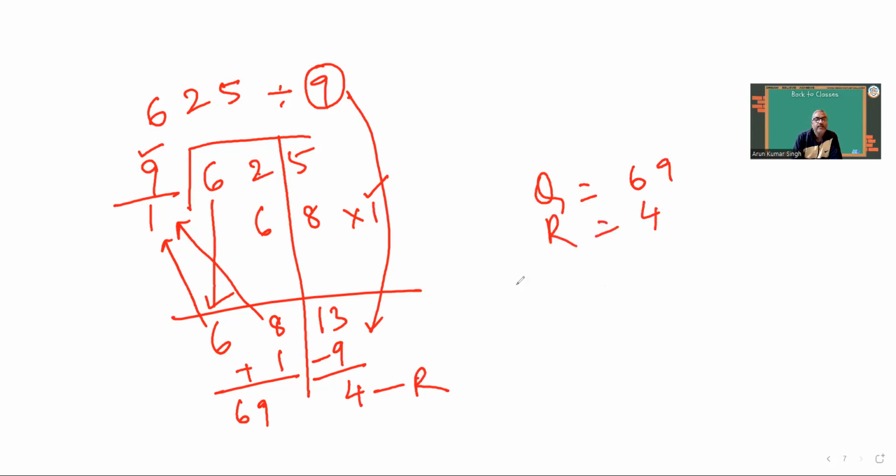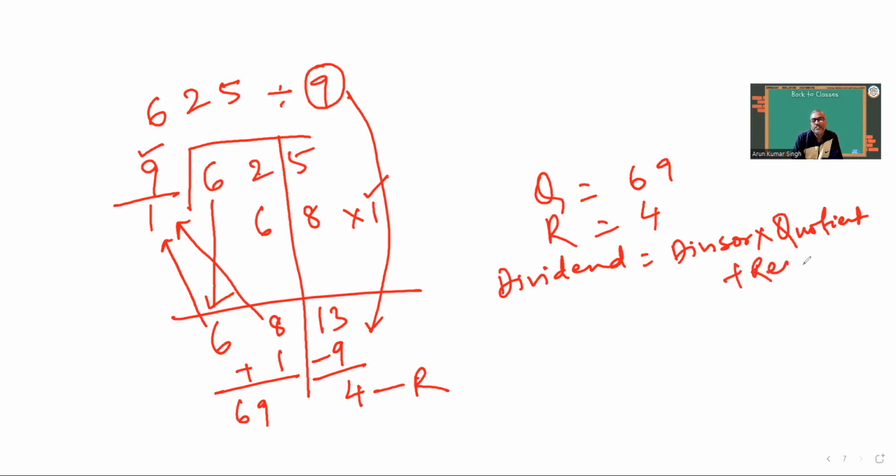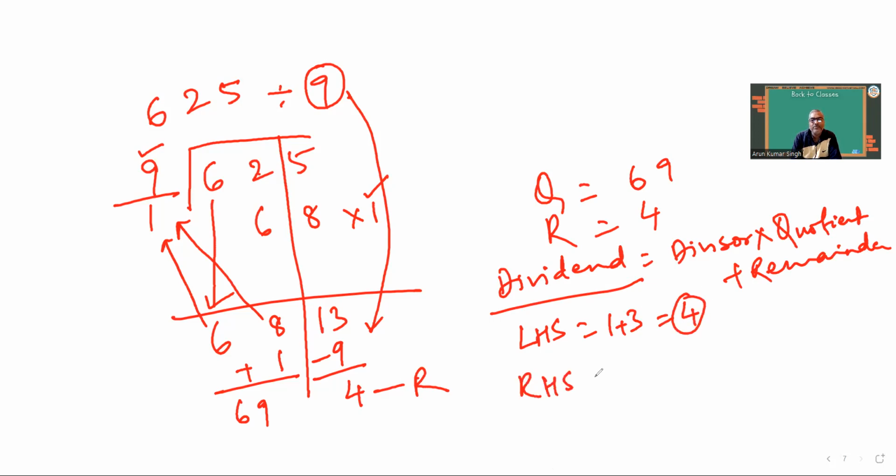Let's check here. As we know, dividend equals divisor into quotient plus remainder. This is the formula. So now you can see this is LHS. So LHS will be how much? 6 plus 2 is 8, 8 plus 5 is 13. 13 means 1 plus 3, that is 4. And now let's check RHS. So RHS will be what?